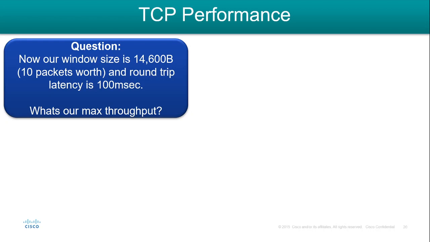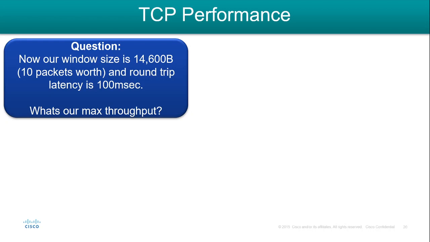Now, let's pretend we have a window size that is 10 times larger. So instead of 1460 bytes, it's 14,600, essentially 10 packets worth. And our round trip time also gets cut by a factor of 10. Instead of 1000 milliseconds, it's now 100. What would the maximum theoretical throughput look like?